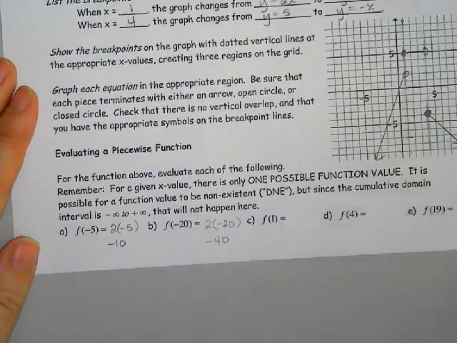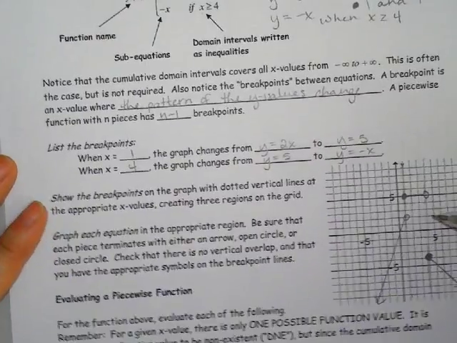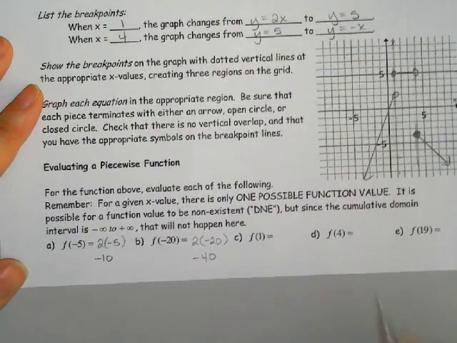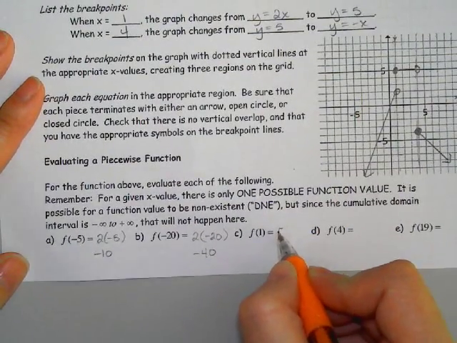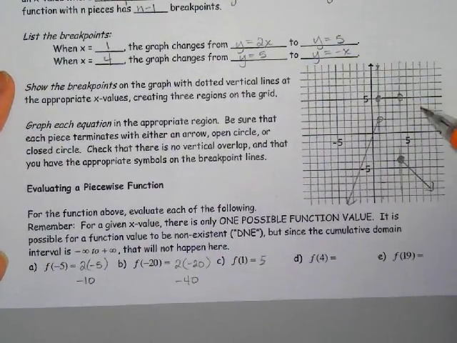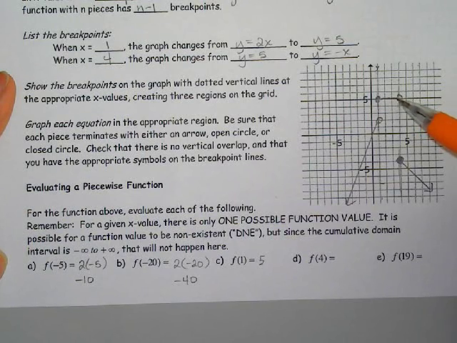For f of 1, this one I can use the graph. So x equals 1 right here and all along this line. So y is going to equal 5. For f of 4, it can't be 5 anymore, so it has to be negative 4.